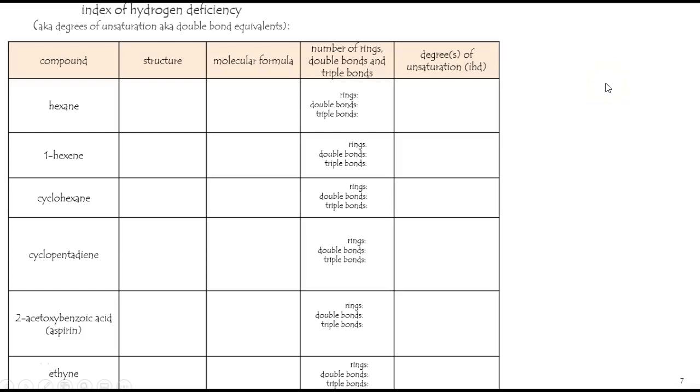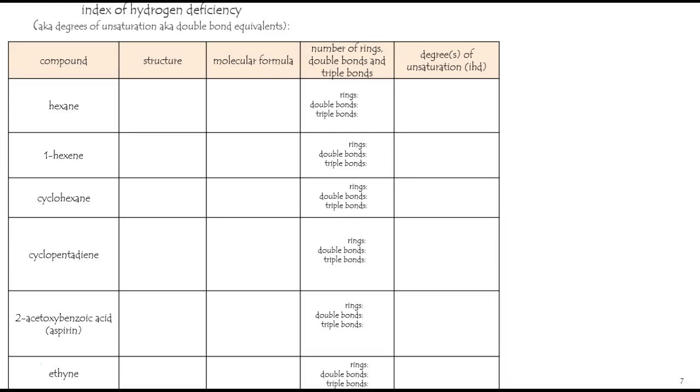Let's have a look at the index of hydrogen deficiency. That sounds like an arcane subject, but it's actually very useful. This is Dr. B. The index of hydrogen deficiency is also called double bond equivalence. And what's that? That's the sum of double bonds and/or rings in a substance.